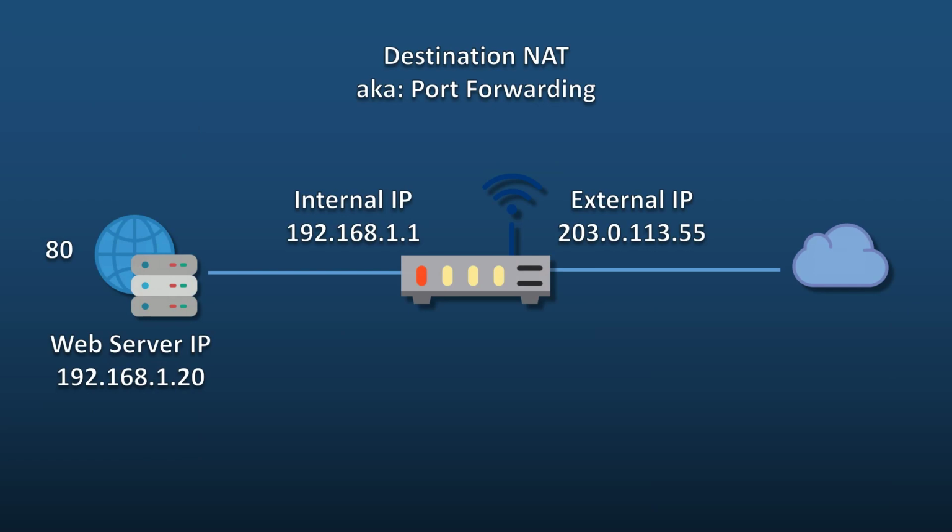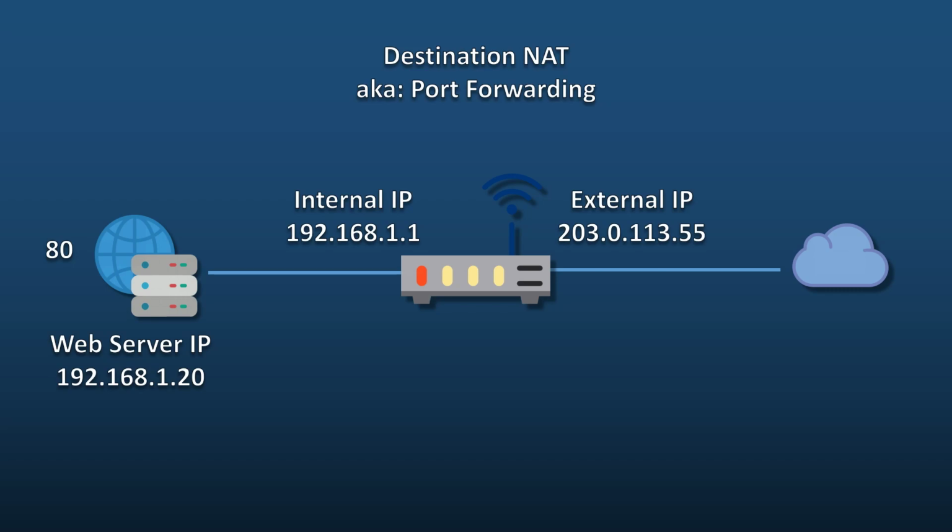Now we can get to the gist of the matter. Actual port forwarding, or more accurately, destination network address translation. Let's take a look at our network setup. We have a router with two network interfaces, an external or WAN interface and an internal or LAN interface. The router has some firewall configuration on it, and on the internal network we have a server running a website on port 80. The server has an IP address of 192.168.1.20.